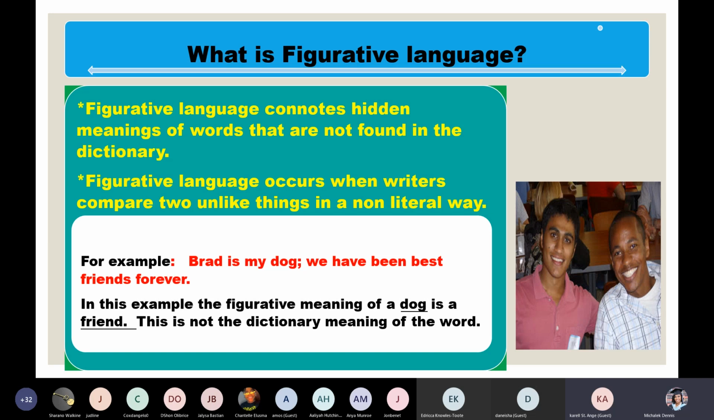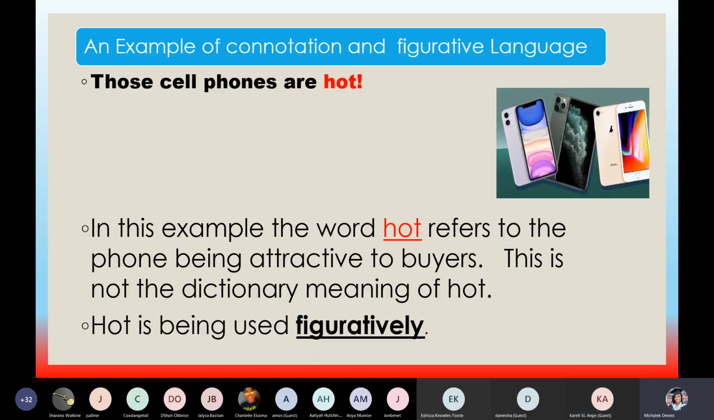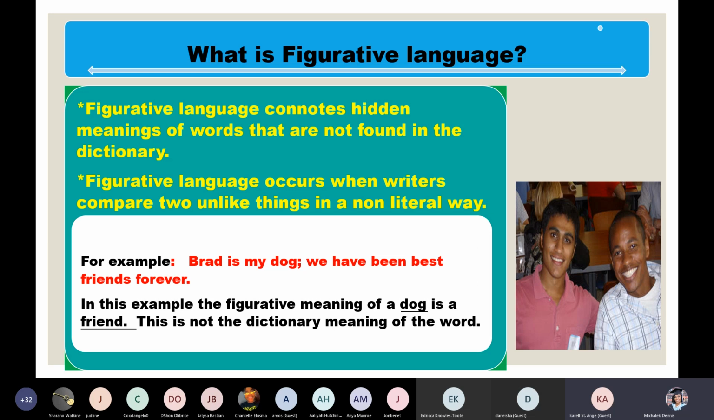Okay, good. So figurative language connotates hidden meanings, right? So words that are not found in the dictionary. Now, if you were to say, you guys love to say, oh, that's my dog, besides friend, what other word would you say that Brad is to his friend, or Brad is my dog? What other word would you use besides friend?